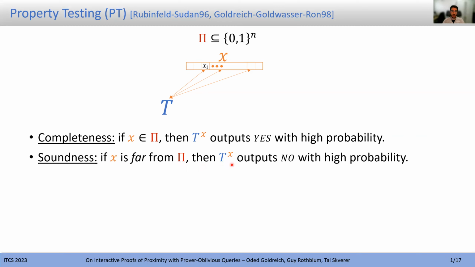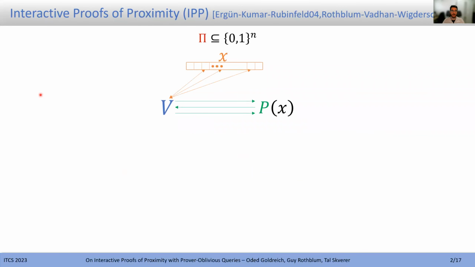In property testing, we want to minimize the number of queries that the tester makes to the input x, which we call the query complexity and denote by Qt. A natural extension of property testing is the model of interactive proof of proximity, which I'll denote by IPP. In this model, we again have this property pi, but now our tester will be called the verifier because now it is verifying. And in addition to the same access to the input x, we now have a prover P, which knows the entirety of x, which is highlighted by the fact that P receives x as input, and V is able to communicate with P and ask it questions about x.